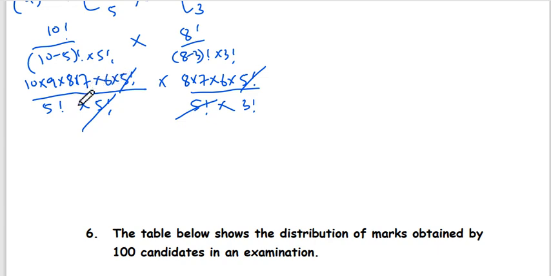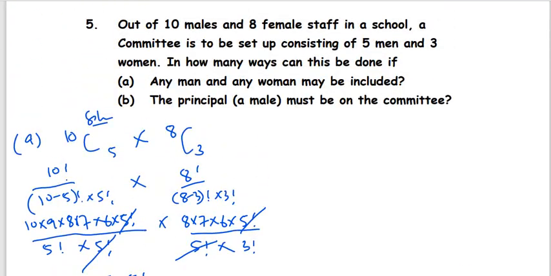So with our calculator, 10 times 9 times 8 times 7 times 6, divided by 5 factorial, that gives us 252. Then multiply by 8 times 7 times 6 divided by 3 factorial, that gives us 56. 252 multiplied by 56 gives us 14,112 ways. So this selection can be done in 14,112 ways.